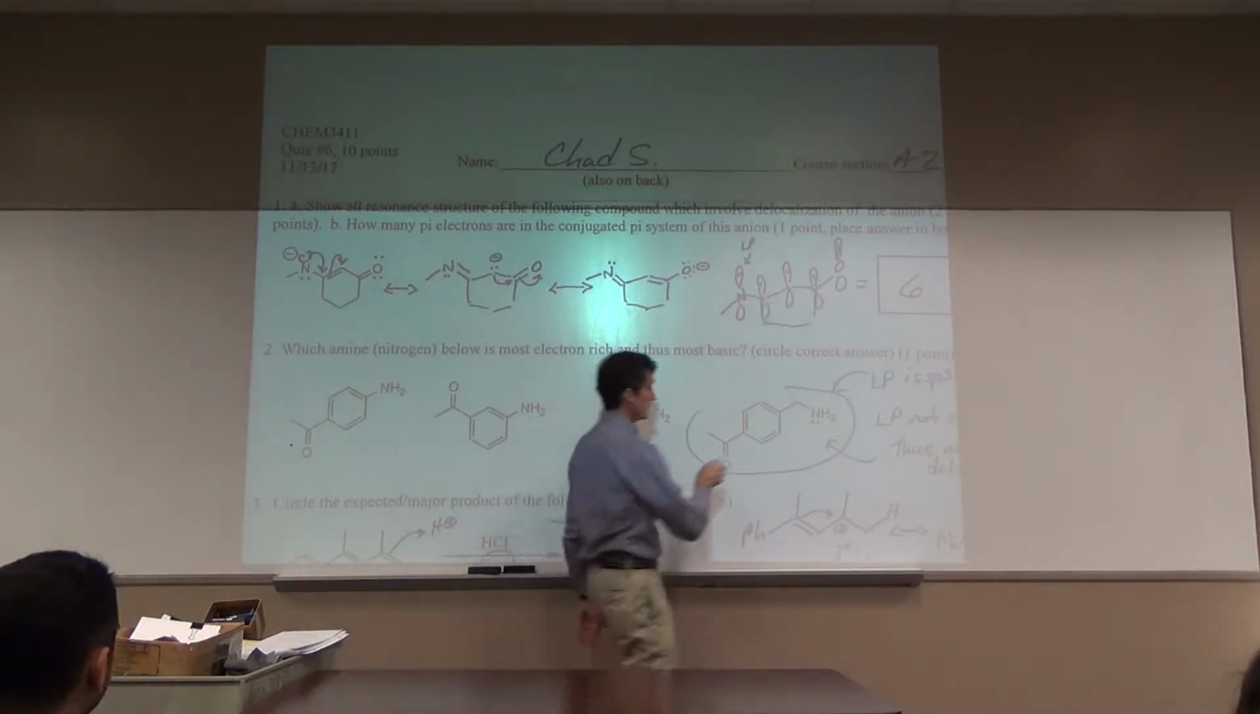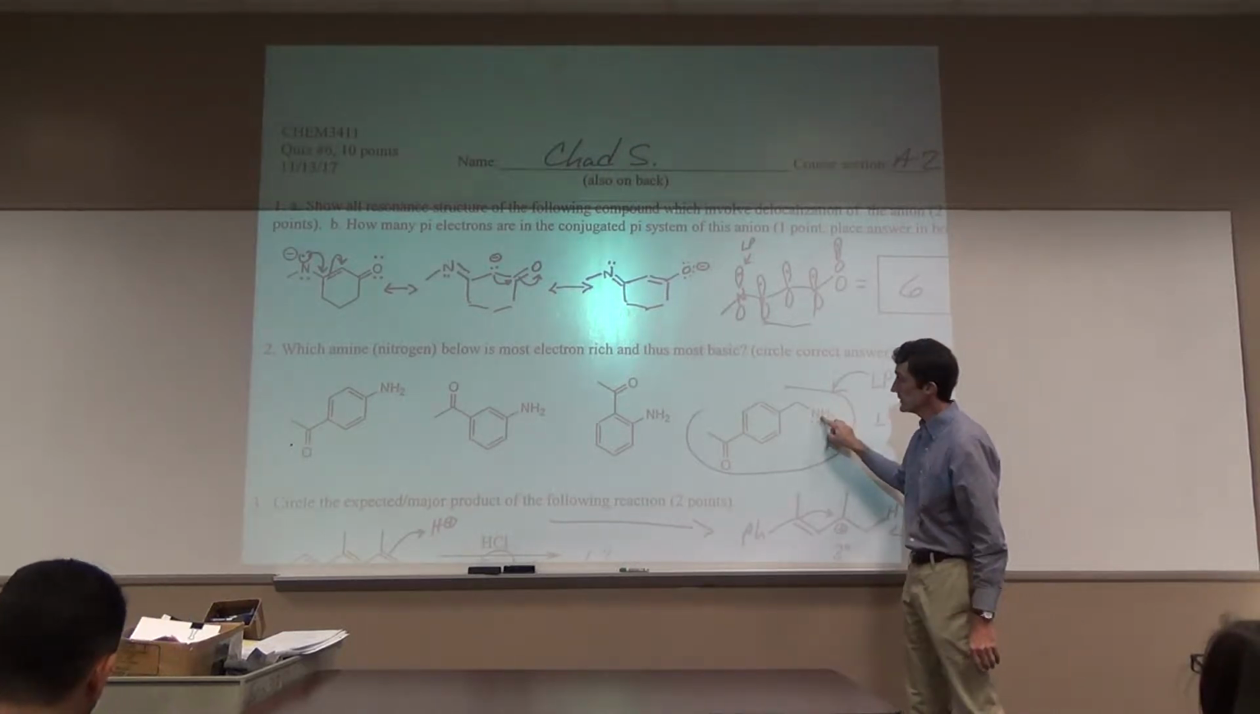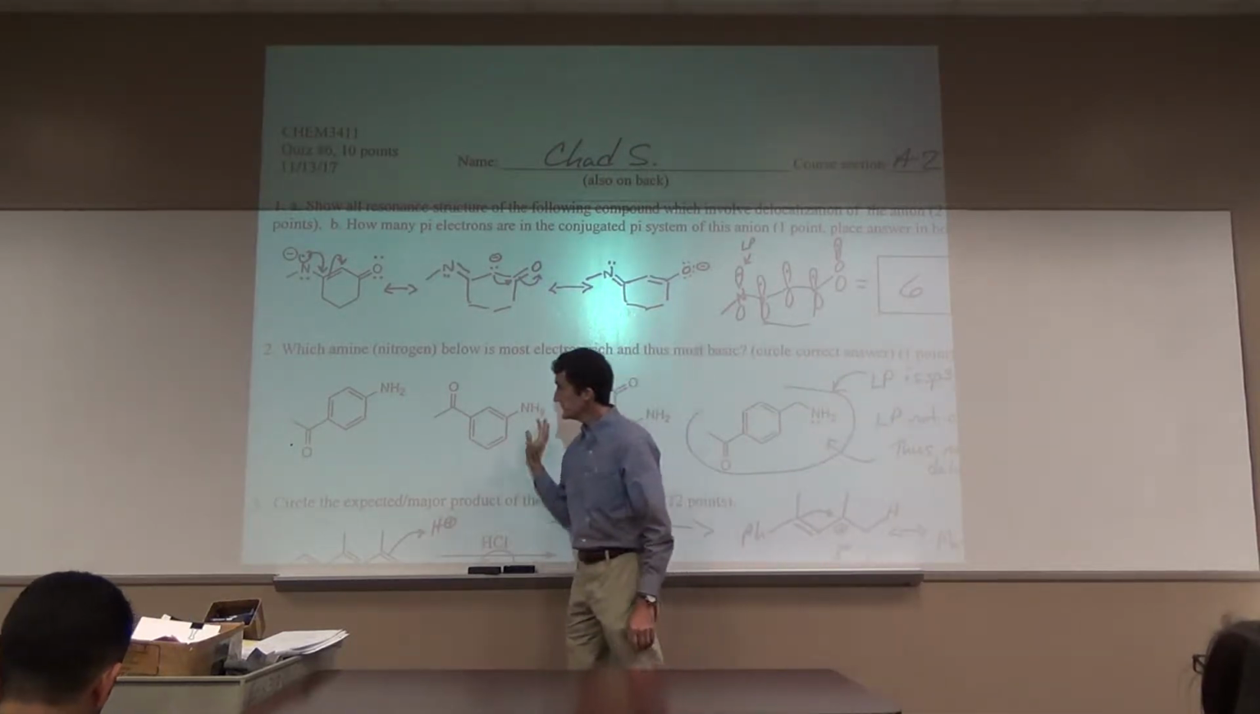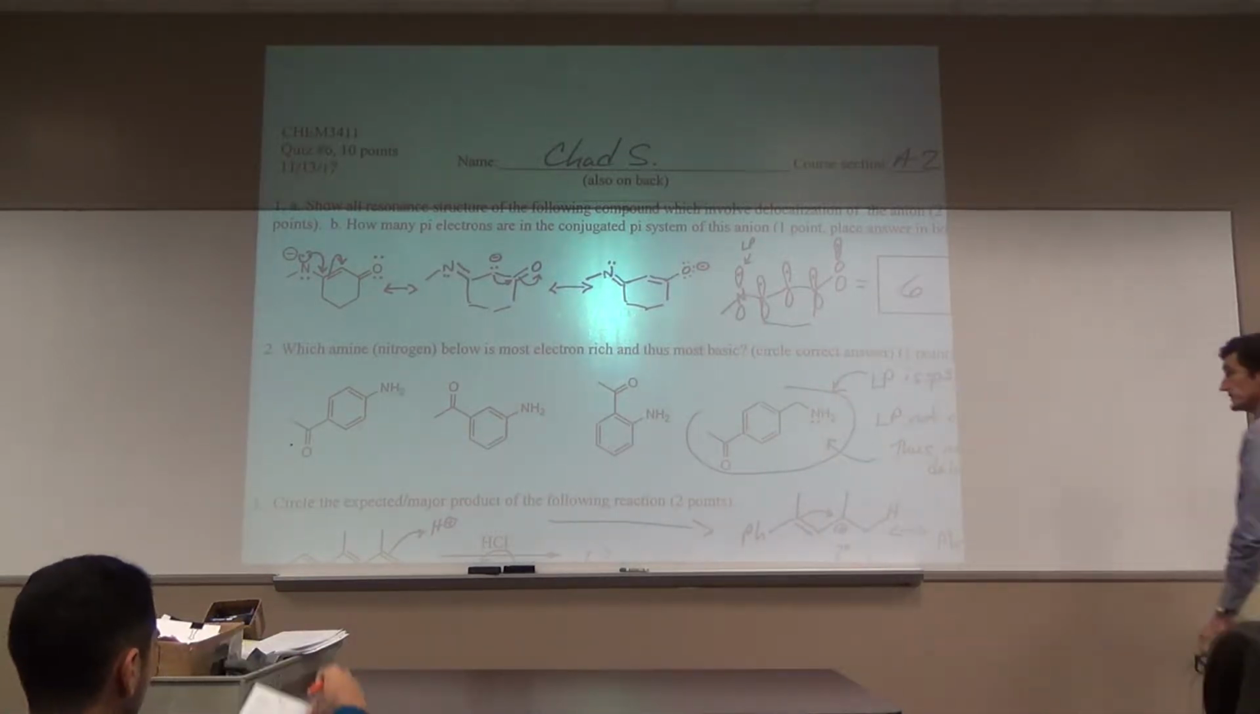Amine, this guy here, this lone pair is not conjugated. There's no resonance with this lone pair, and so it's going to be the most electron rich. All these lone pairs are delocalized into the ring by resonance, so they're less electron rich.